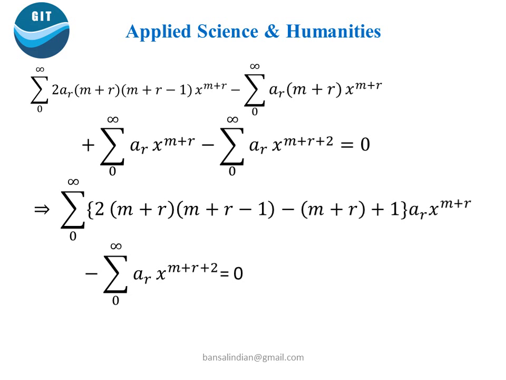Combining the like powers of terms, we'll be having summation r is equal to 0 to infinity twice of m plus r into m plus r minus 1 minus m plus r plus 1 ar x to the power m plus r minus summation r is equal to 0 to infinity ar x to the power m plus r plus 2 is equal to 0.